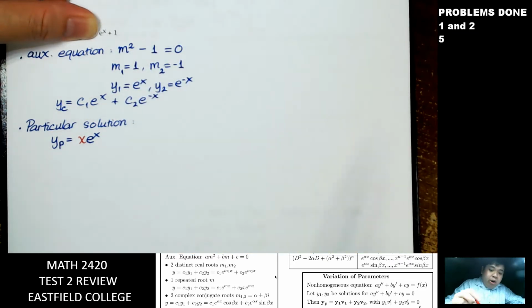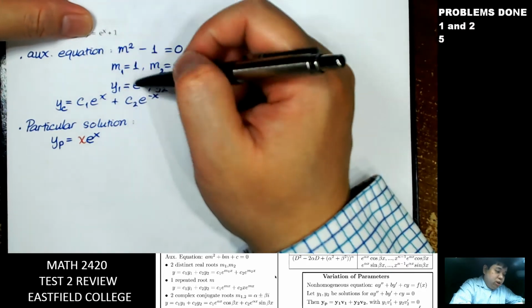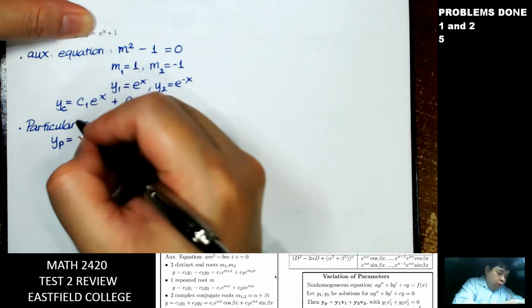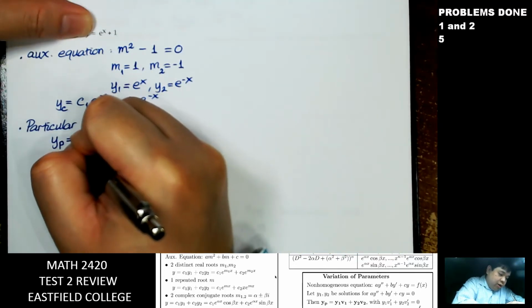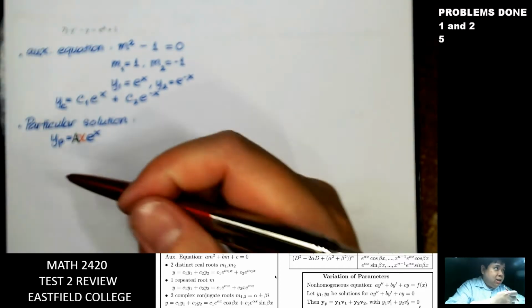So it will be different. By different, I mean linearly independent. So the solution cannot be the same as one of the y1 or y2. And for undetermined coefficients, we do need to have the coefficient. So let's put that a here. So a x e to the x.